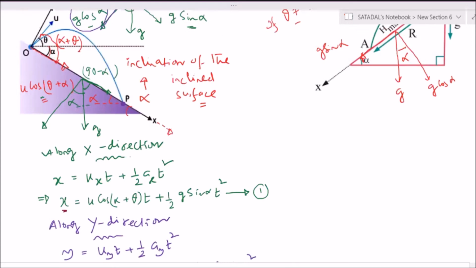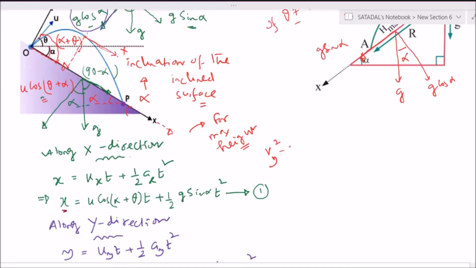Here, this is the maximum height. Let us say this point is the maximum height. So at the maximum height, velocity is only along the inclined surface. So this I have taken to be the x-axis, and this I have taken to be the y-axis. Correct. So let us show. I'm writing for max height. Which equation am I going to use?